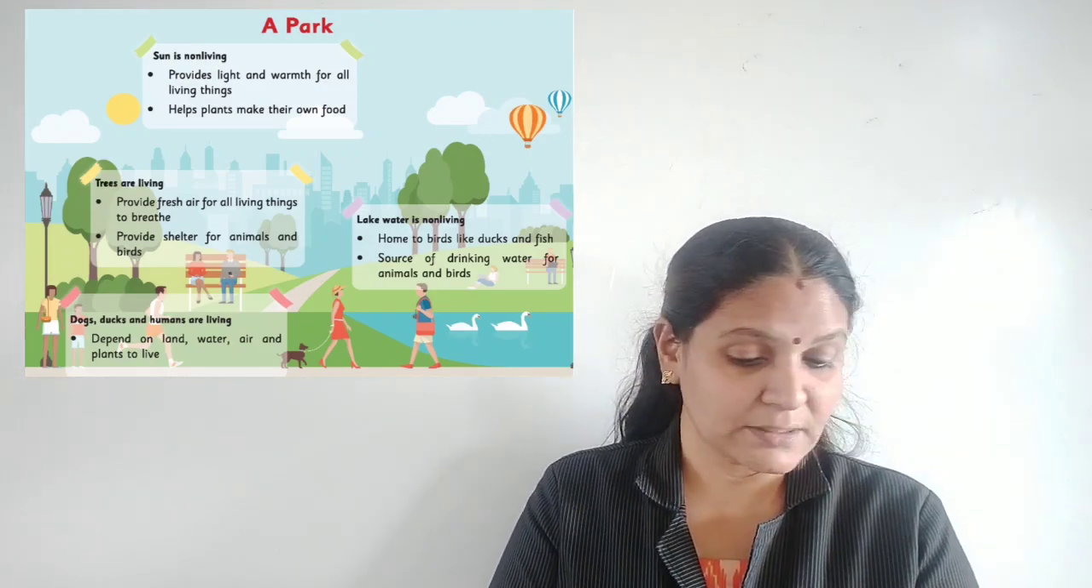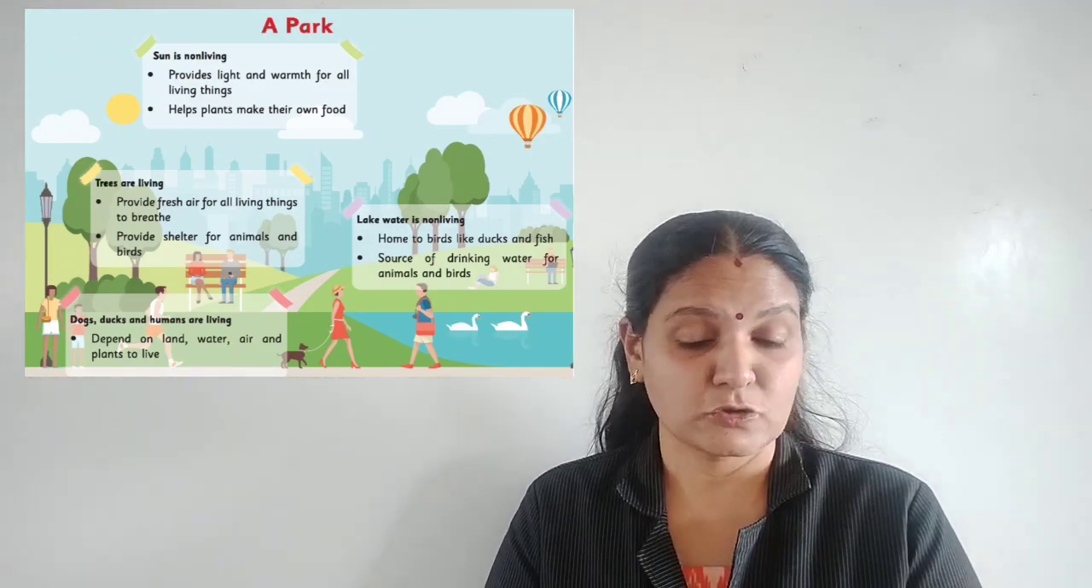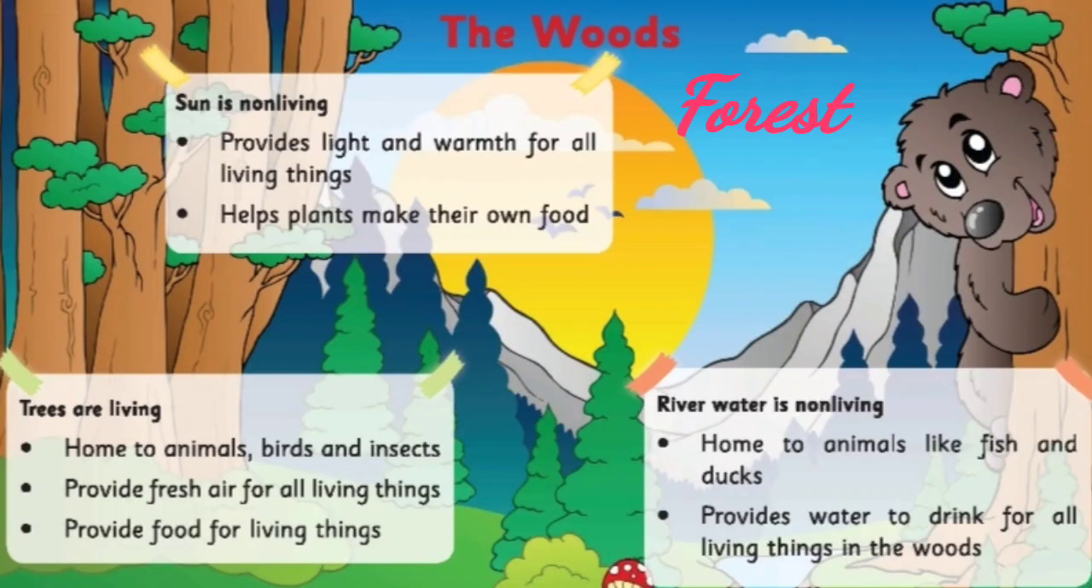Similarly, you can see the picture in the other two pages, page number 74 and 75. In page 74 they have told about the sun again and about the trees and also about the river water. What is river water? In the same way as the lake water, it is the home to animals like fish and duck, and it provides water to drink for all the living things in the woods.